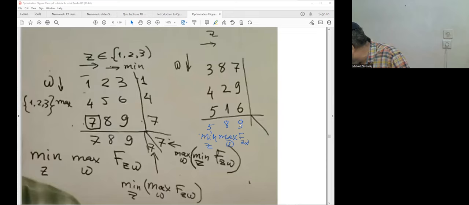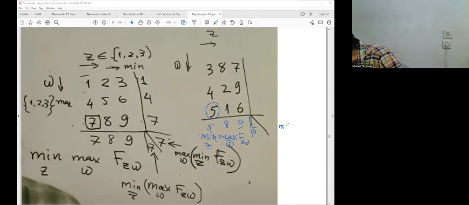Okay. And then we minimize in Z. From this additional row, we choose the minimal value. So it's 5. And let's even circle it. We choose this number. Okay. And now, where should I write? Somewhere else. Okay, I have space here.